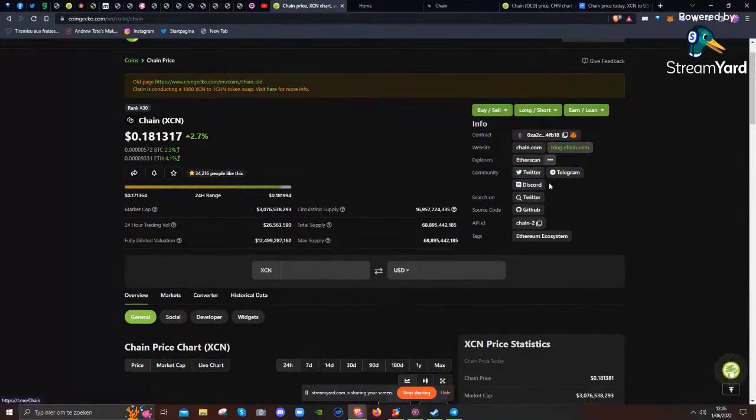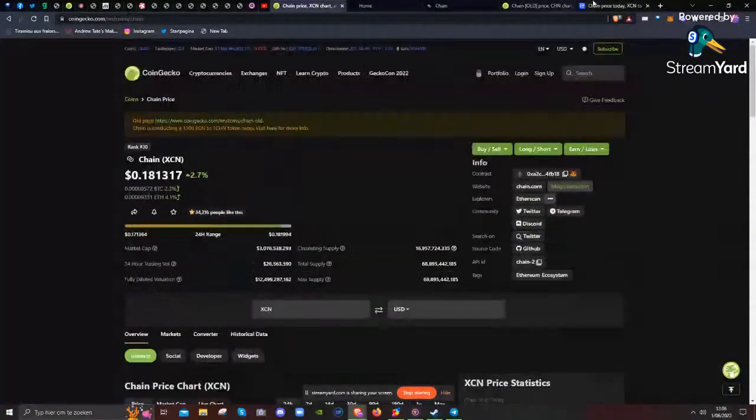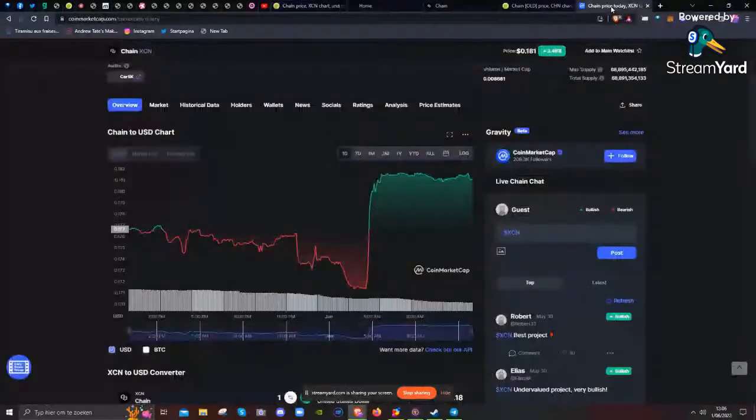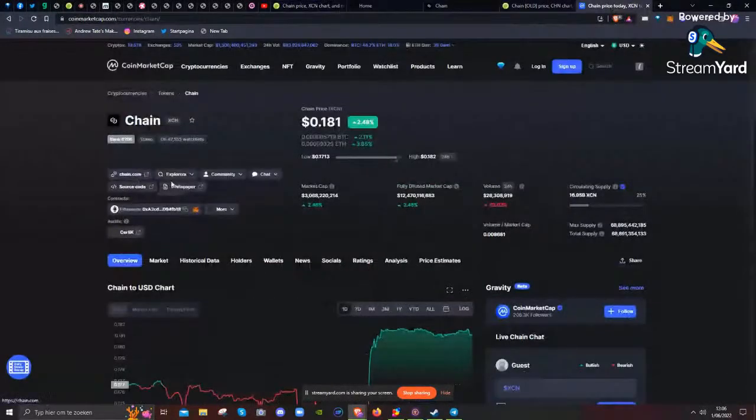Communities: Twitter, Telegram, Discord, search on Twitter. Source code available on GitHub, that's a good sign. API identification, chain 2, okay. Tags, Ethereum ecosystem, not much information here. From what I can deduce of what they are doing, let's take a quick gander here. Chain.com, explorers: see Etherscan and BSCScan, so they're on both the Binance Smart Chain and the Ethereum network.